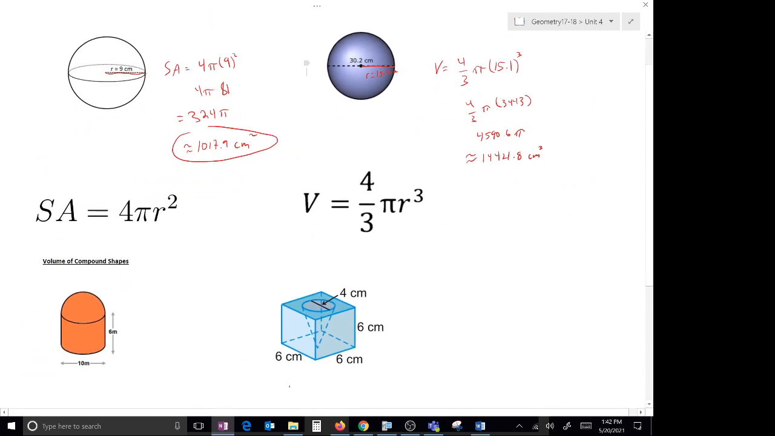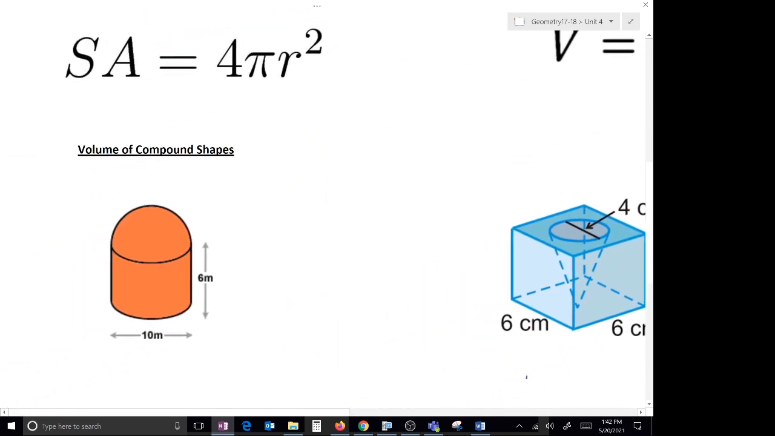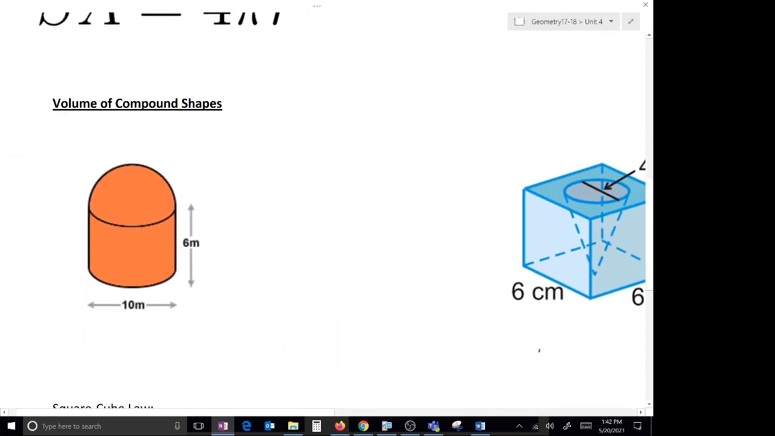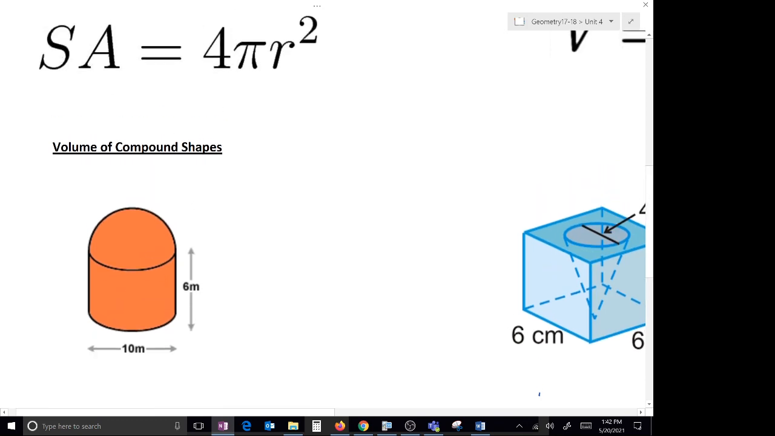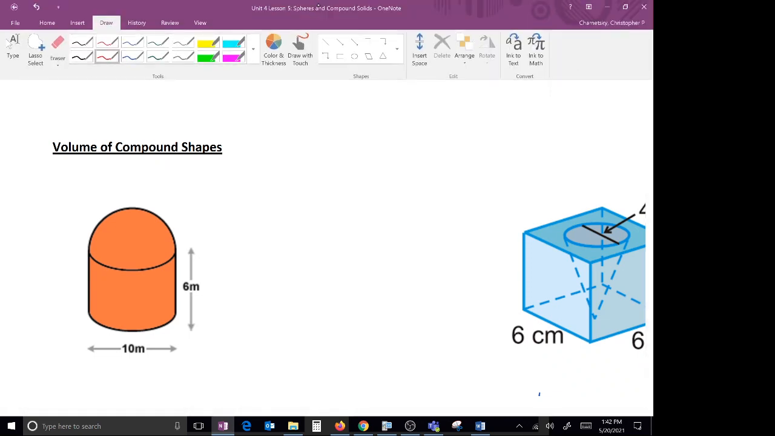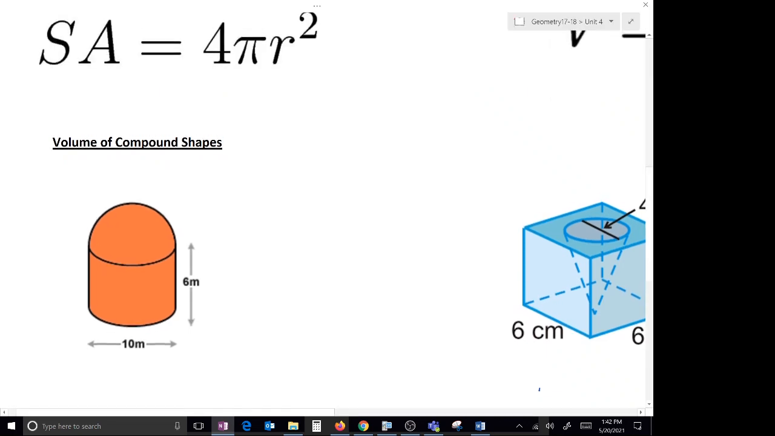Next thing we want to look at is the volume of compound shapes. So here in the orange shape, in this silo shape thing, we really have a cylinder topped with half of a sphere, or a hemisphere. So what we're going to do is find the volume of the two parts, the cylinder down here, and then the hemisphere as the second part.